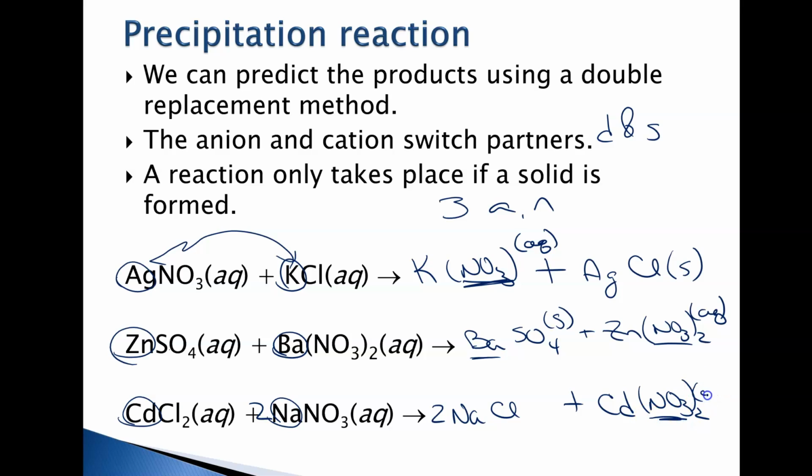All nitrates are aqueous. So that one's out. And then all alkalis are also aqueous. That means this one is no reaction.